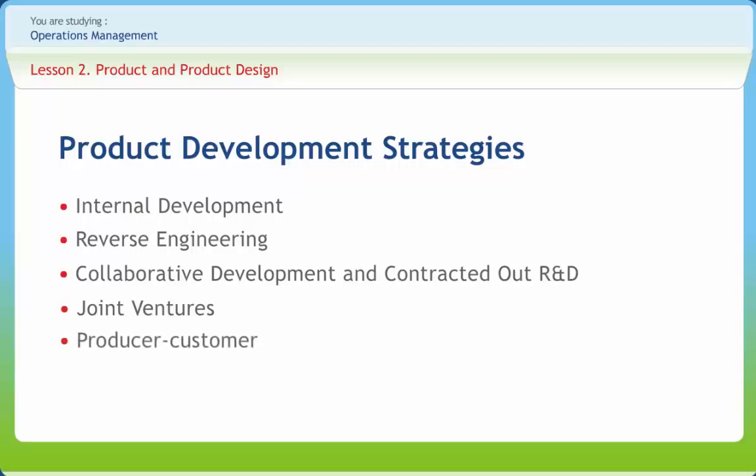Producer-customer strategy is usually undertaken in the form of buying a piece of production machinery with embedded technology. This is perhaps the quickest form of technology transfer because the technology is already packaged and ready to use.